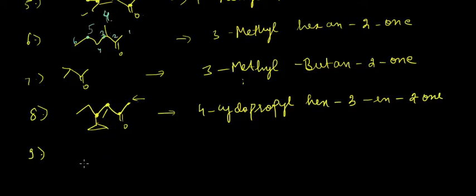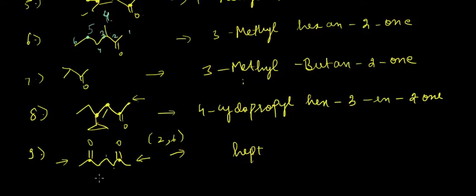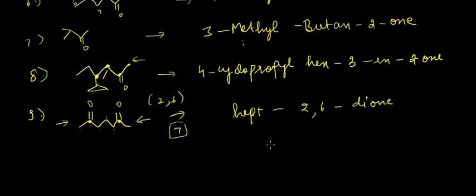Let's see this example where we have something like this. Again, you can start numbering from either carbon atom. Both will give the keto groups at positions 2 and 6. So what would be the name of this compound? Again, the word root would be hept, because 1, 2, 3, 4, 5, 6, 7 is the length of the longest carbon chain. So heptane-2,6-dione.